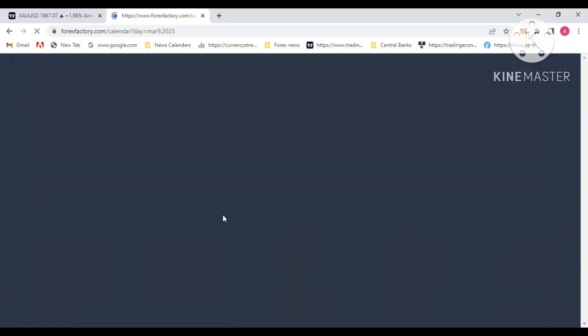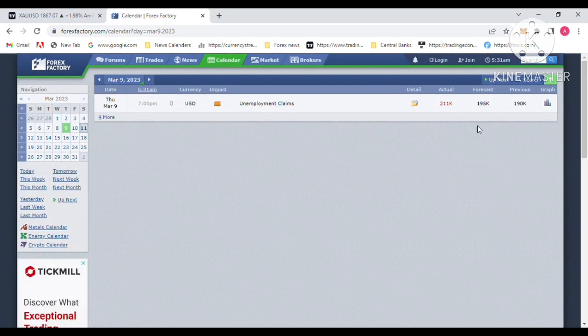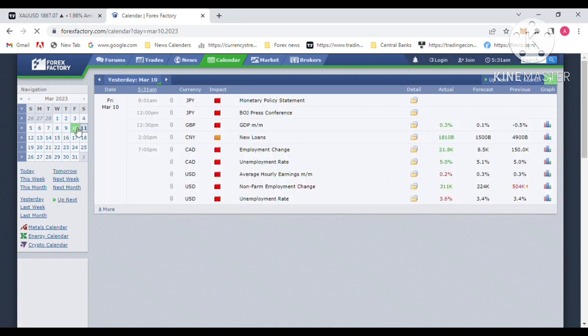The unemployment claims last Thursday also increased, and that is not positive for the US dollar. The unemployment claims, unemployment rate, and the non-farm payroll are all not positive for the US dollar. So those are the economic reasons that negatively affected the dollar last week, and they were the reasons for gold's move last week. That's the economic data.